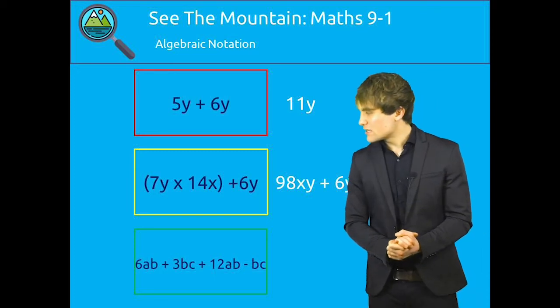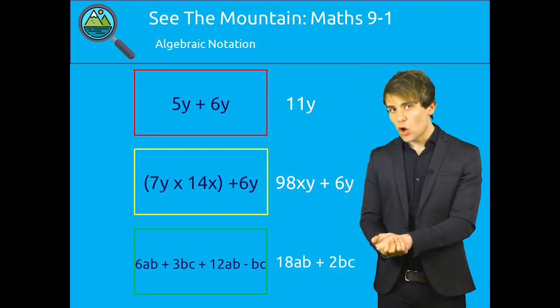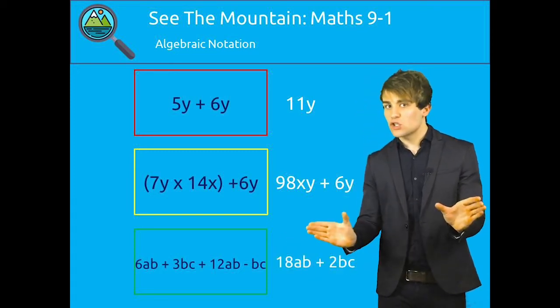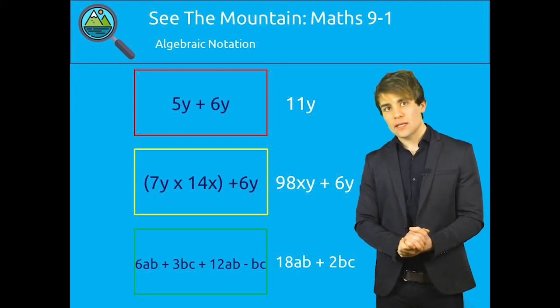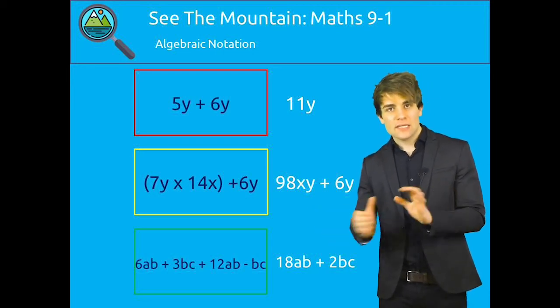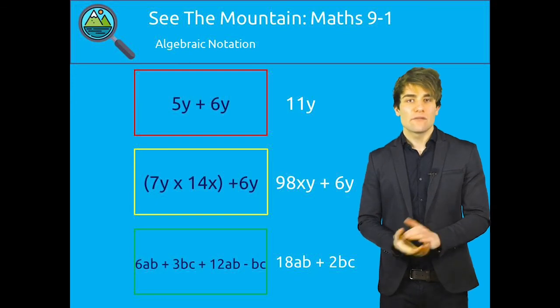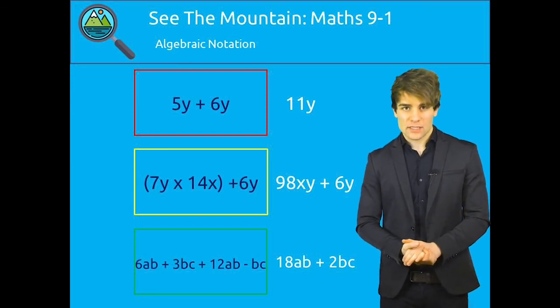And then finally, the complex example of collecting like terms. Hopefully you found that the 6ab matched up with a 12ab to give us 18ab, and the 3bc minus bc gave us 2bc, for a final answer of 18ab plus 2bc.